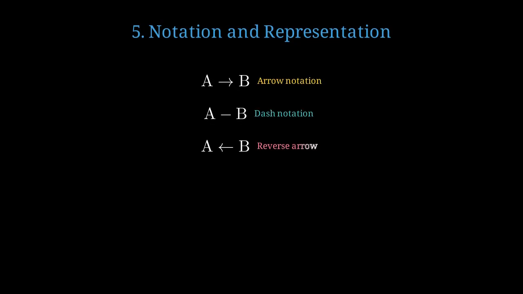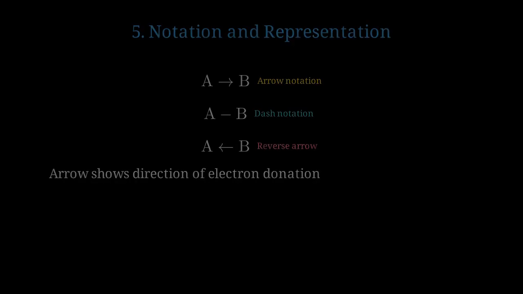How do we represent coordinate bonds in chemical structures? Coordinate bonds can be shown with an arrow pointing from donor to acceptor, a regular dash, or sometimes a reverse arrow. The arrow notation is particularly useful because it shows the direction of electron donation from the lone pair donor.